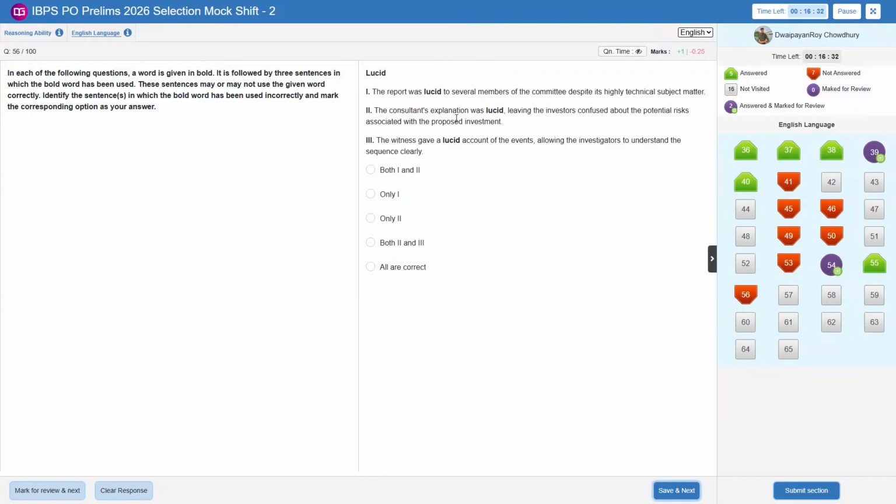Lucid means clear. The report was lucid to several members of the committee, despite its highly technical. Okay. The consultant's explanation was lucid, leaving the investors confused about the potential risk. Okay, so no, this is not correctly used. So 1, the witness gave a lucid account of the event, allowing investors to understand the sequence clearly. So 1 and 3.